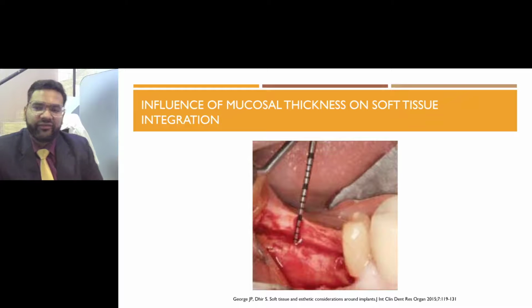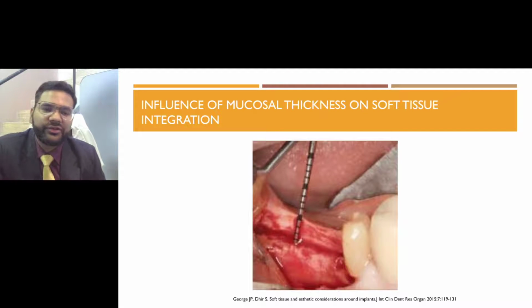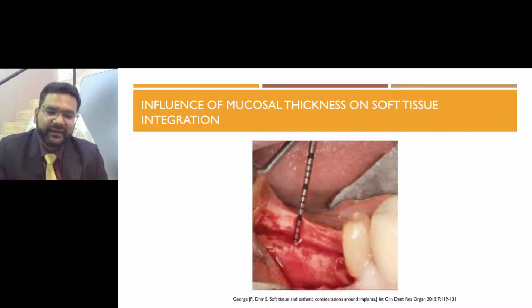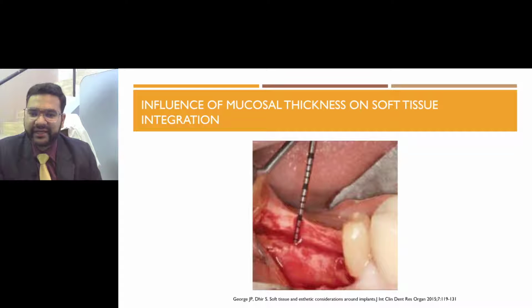So we see the influence of mucosal thickness on the soft tissue integration. A minimum of 3 mm of peri-implant mucosa is required for a stable epithelial connective tissue attachment to form. So the thickness from the bone crest to the gingival margin, this is the thickness which I am talking about. Mucosal thickness should be a minimum of 3 millimeters.